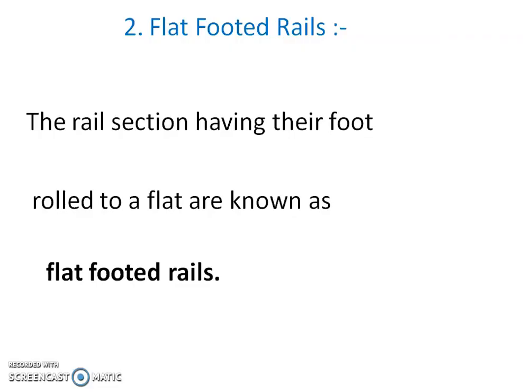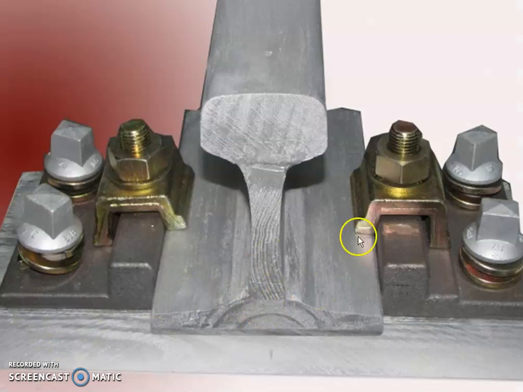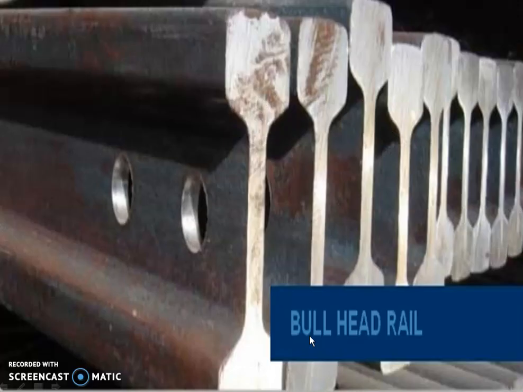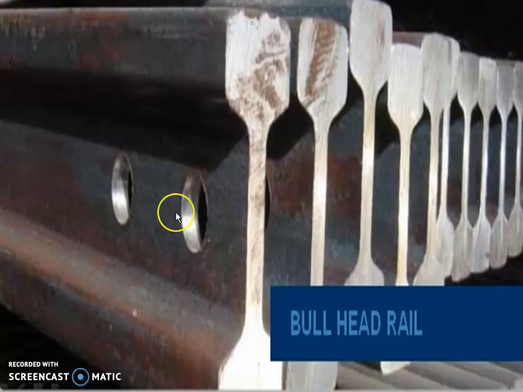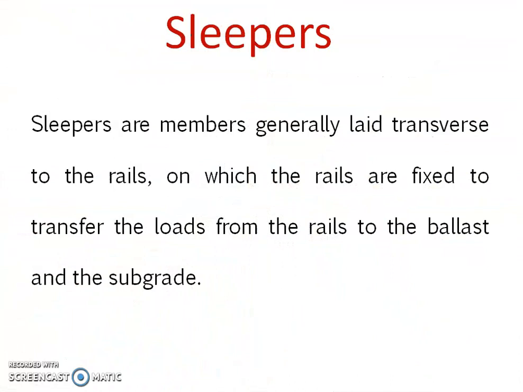And coming to the flat-footed rail, the bottom flange will be in a flat shape as shown in the figure. The top flange is in the same shape as the double-headed, but the bottom flange is in a flat shape. In that case, you cannot invert that rail from top to bottom and bottom to top. This is the bull-headed rail. In that bull-headed rail, you can see the top portion is big and the bottom portion is very small when compared to the top flange.